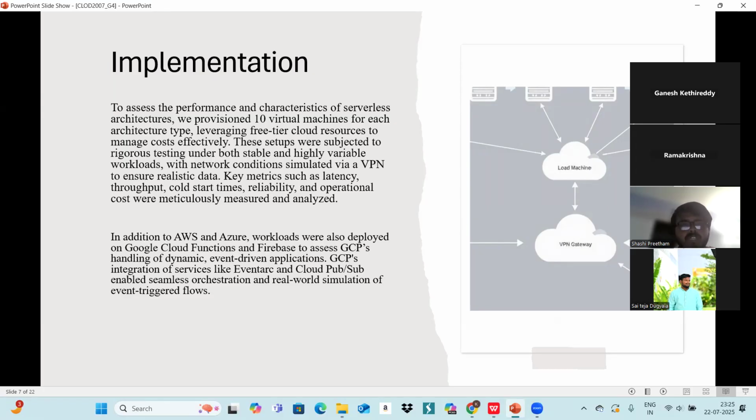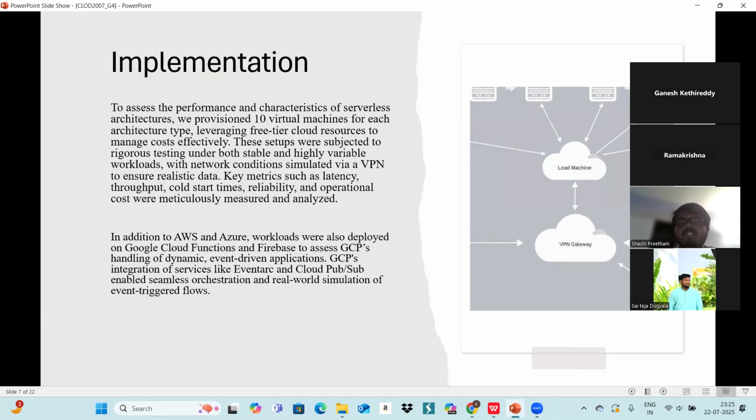Coming to results, execution latency was one of the main focus areas. We can check how fast a function responds after it's triggered. Let me break it down for you. FaaS, function as a service, delivers the lowest latency, averaging under 200 ms, especially for short-lived tasks. This makes it ideal for real-time use cases like chat apps, analytical dashboards, or IoT events.